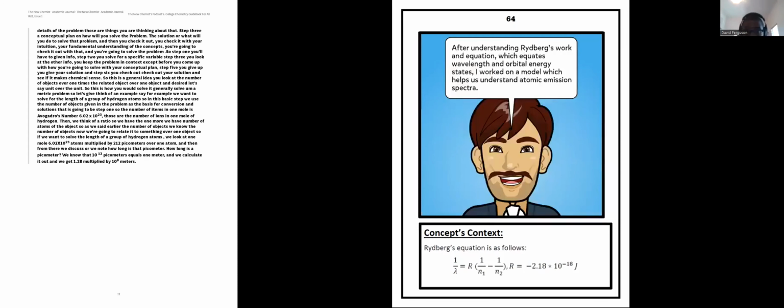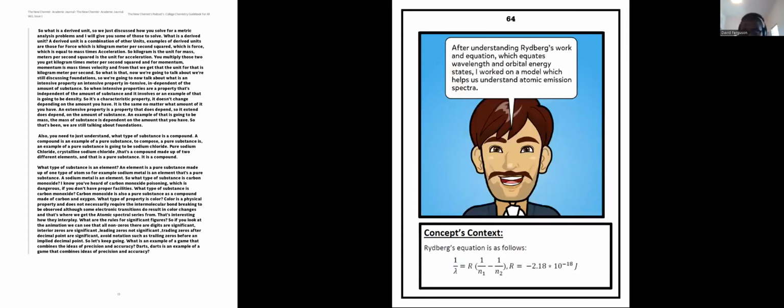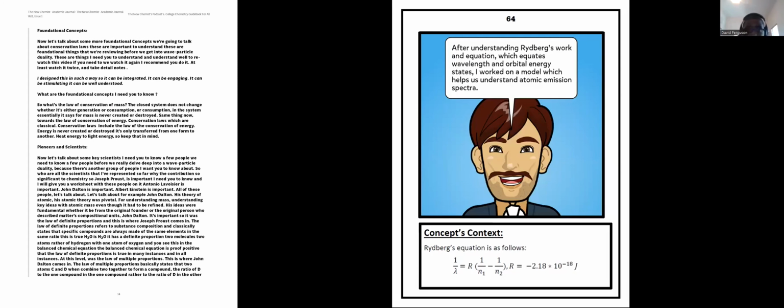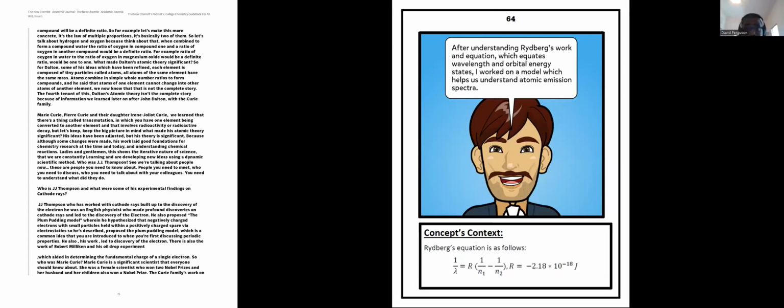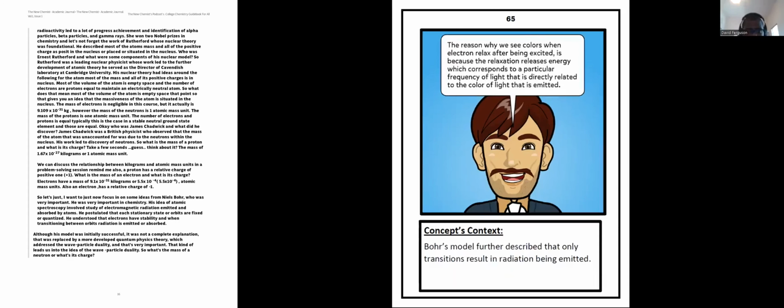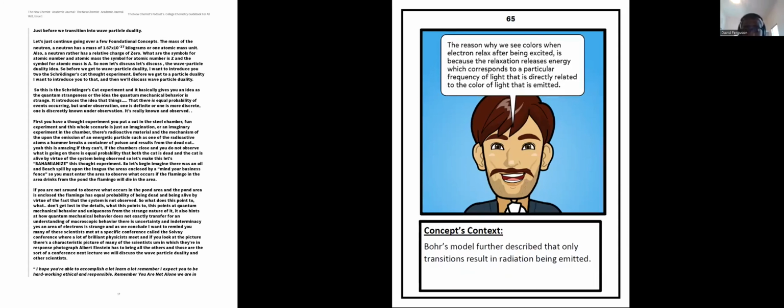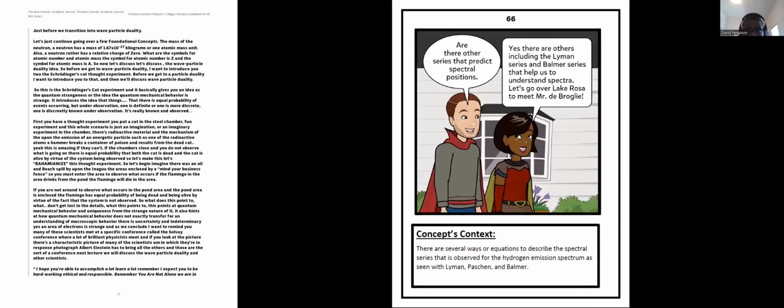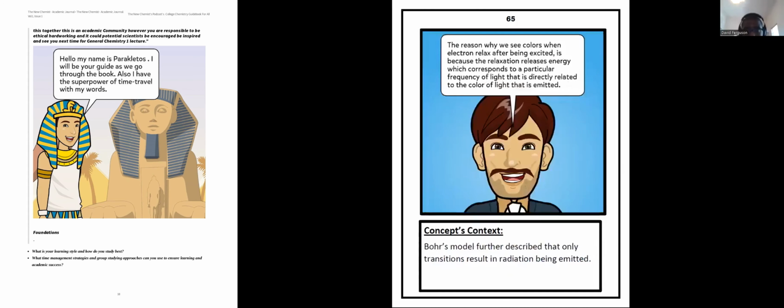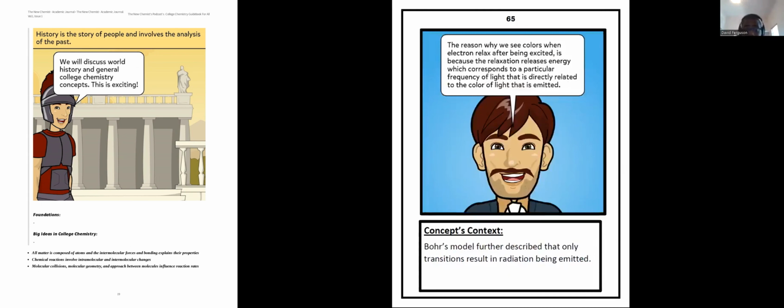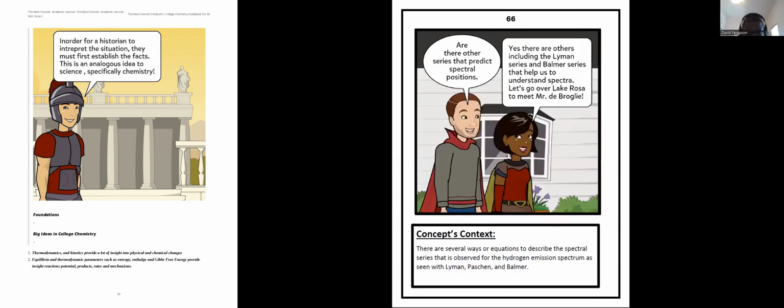Here we have Rydberg's equation, and this is Rydberg's constant. His constant is negative 2.18 times 10 to the minus 18 joules. Rydberg's equation, which relates wavelength and orbital energy states, helps us understand atomic emission spectra. Bohr's model further described that only transitions result in radiation being emitted. As the cartoon describes, when electrons relax after being excited, the relaxation releases energy which corresponds to a particular frequency of light that is directly related to the color of light that is emitted.